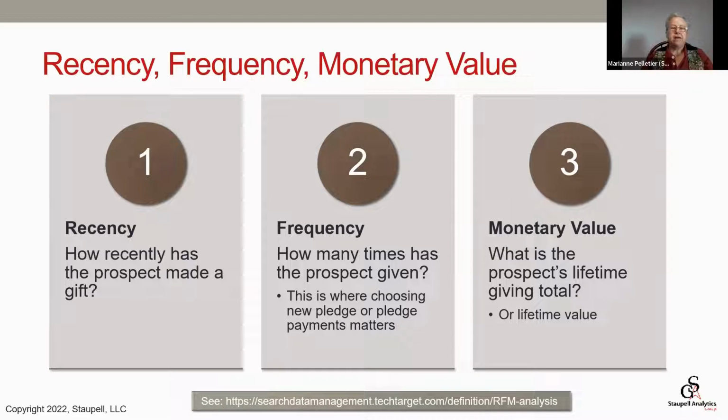If the last time I made a gift was 10 years ago, I'm not a terribly recent donor, right? Frequency is how many times have I given. And this is the part where you have to choose when you say I've given, is it when I make a new pledge or an outright gift, or is it when I make a pledge payment or outright gift? Because if you say pledge payment, then your major gift donors are going to look much more recent than they do if you choose pledge only.